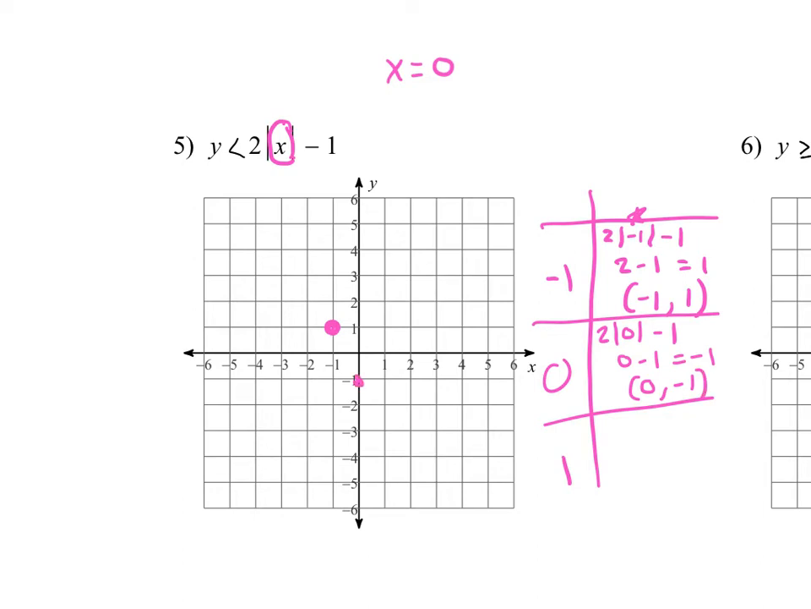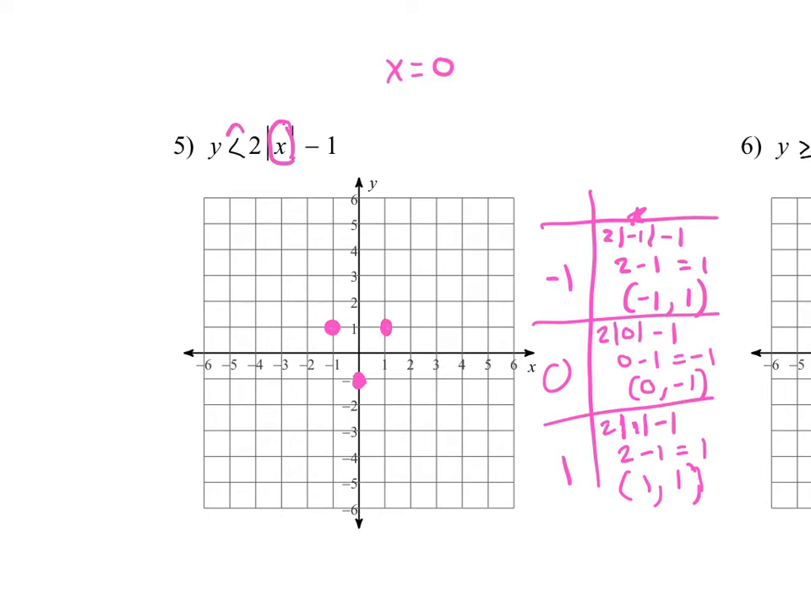So we stay on 0, go down to -1. Next, we plug in 1. So we have 2 times the absolute value of 1 minus 1. 2 times 1 is 2. 2 minus 1 is 1. So our point here is 1, comma 1. So we go to the right 1 and up 1.